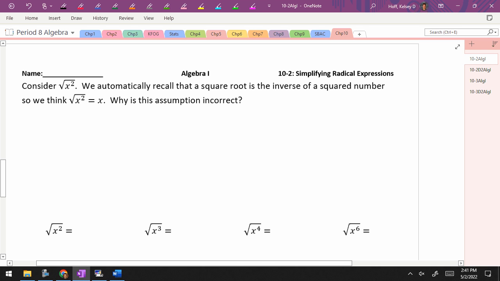It's incorrect. Nope, not a trick question. Easiest way to prove something wrong is to give me an example. Somebody give me an example of the square root of a number squared where it doesn't equal the original number. Maya.